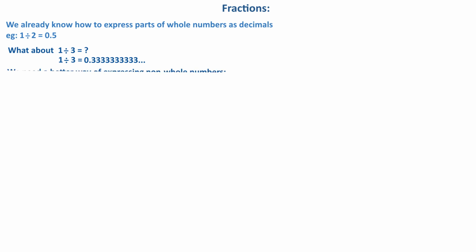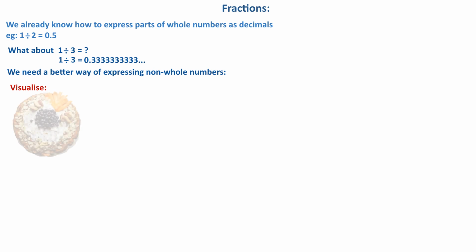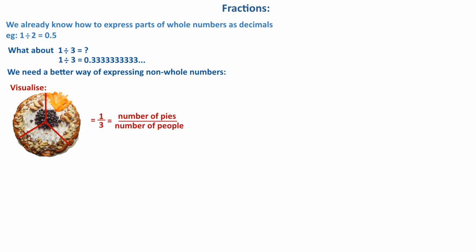We need a better way of expressing non-whole numbers, and fractions are that better way. For me, the easiest way to understand a fraction is to visualize it. So for example, if we've got a really tasty pie like we have here, and we split this between 3 people, we can draw on the sides of the slice that we'd each get, and it would look something like this. So 1 pie divided by 3 people.